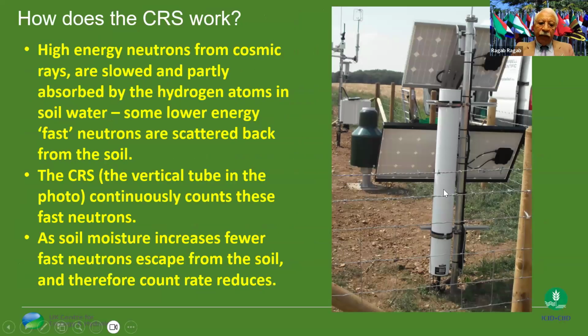And that's the CRS, or the CR tube. So the high energy neutrons from cosmic rays are slowed and partly absorbed by the hydrogen atoms in soil water. Some lower energy fast neutrons are scattered back from the soil. The CRS, the vertical tube in the photo here, continuously counts these fast neutrons. As soil moisture increases, fewer fast neutrons escape from the soil, and therefore the count rate reduces.